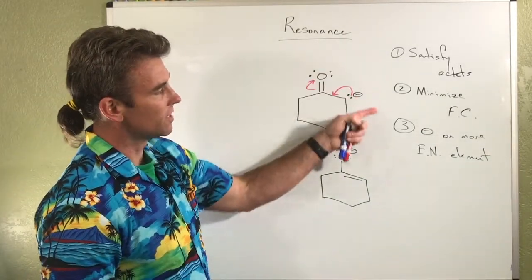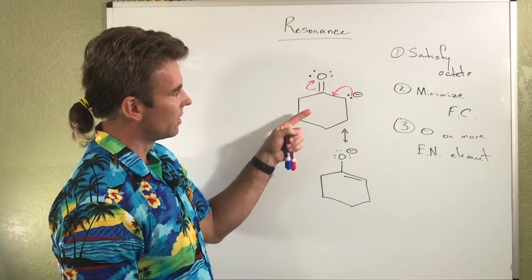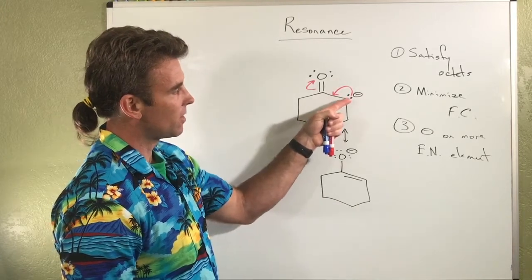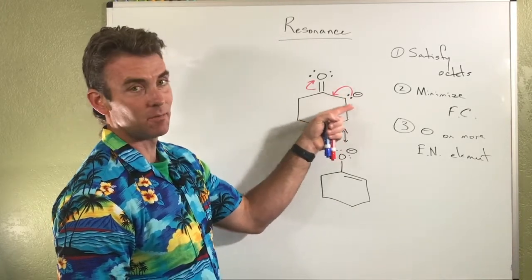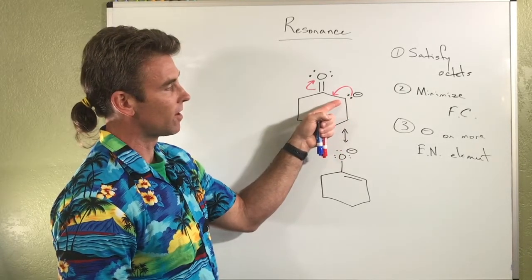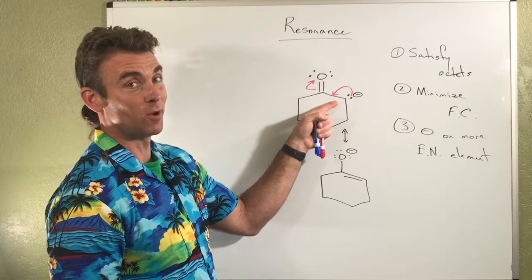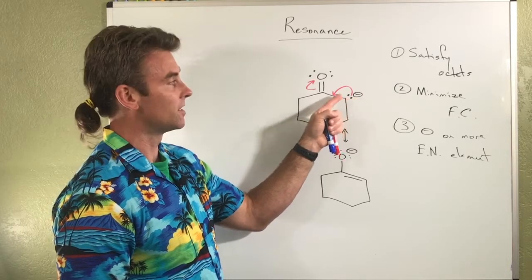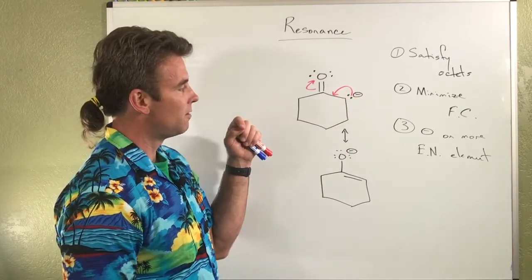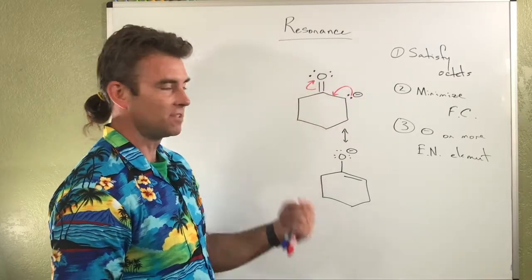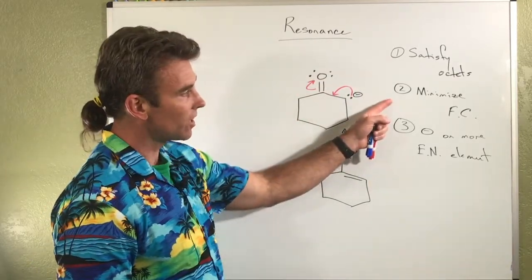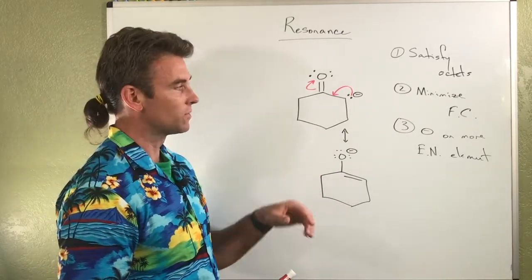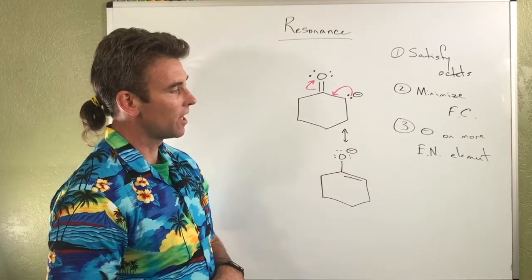Okay, so let's go through this list and see if there's any difference here. Well, it looks like this guy and that guy have the same number of satisfied octets. By the way, if you wanted to, you could also draw the H that must be there too, because that carbon would otherwise be seeing only 6 electrons, which isn't very likely. Especially the fact that there's a negative formal charge there means that there must be a hydrogen there. And so number 1, between these two, they're the exact same. Go down to the next one. Minimize formal charge. Well, they both have a unit of minus formal charge in there. Negative charge on more electronegative element.